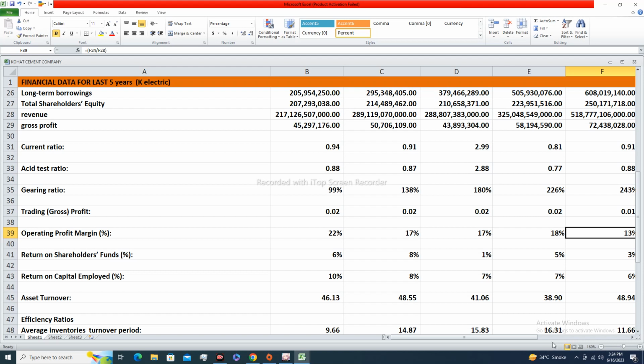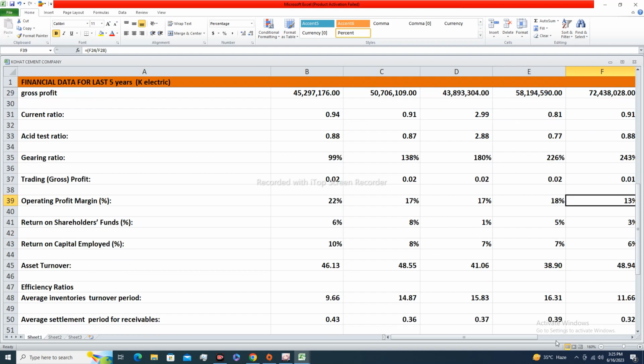Return on capital employed is calculated by EBIT divided by total assets. We can see the impact on the company after COVID and before COVID. And next is the asset turnover ratio. We obtain it by dividing revenue by total assets. This is how we get the asset turnover ratio.